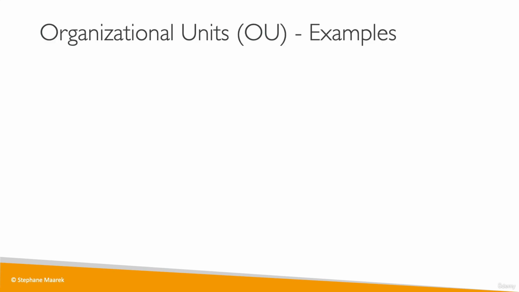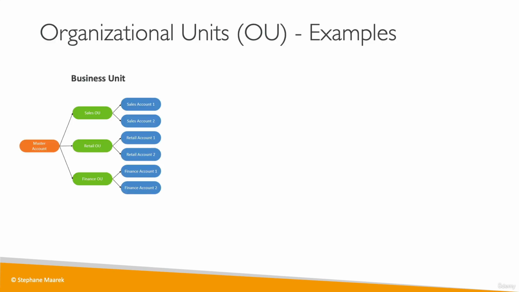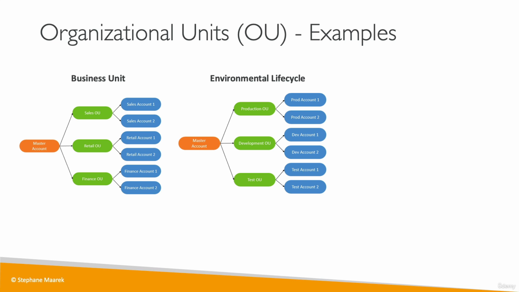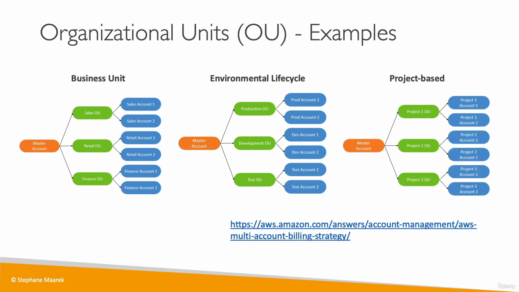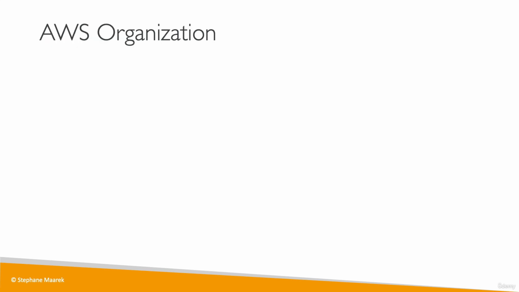So how can you organize your accounts? Well, you can organize them by business units, for example, with a master account. Then we have the sales OU, we have the retail OU, and the finance OU. And within each OU, so each organizational unit, you'll have multiple accounts. Or you can organize them by environments: production, development, and test. Or we can have them project-based, for example, project 1, project 2, project 3, or a mix of all these things.